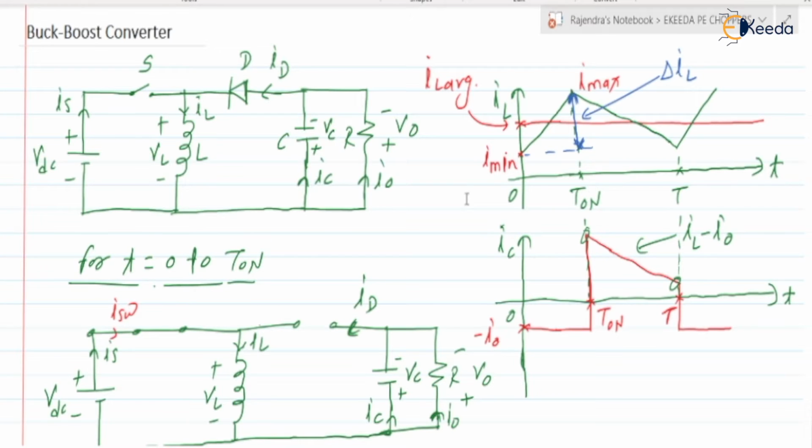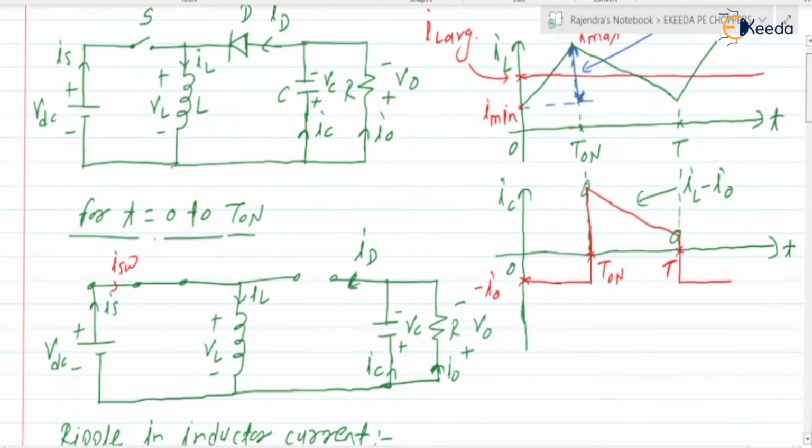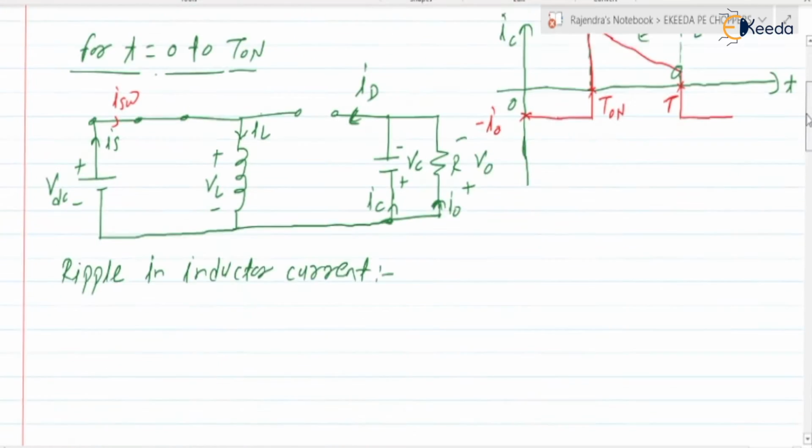The ripple in inductor current. In order to find the ripple in inductor current, that is nothing but the ripple in IL. If you check here, the current IL during t on is changing from I min to I max. So the ripple in inductor current is nothing but delta IL, which is equal to I max minus I min.